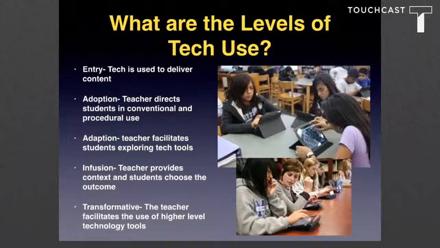So what are the levels of technology use? The first is entry level, and this is where tech is used to deliver content. Second is adoption. The teacher directs students in the conventional use and procedural use. Think things like researching. Third is adaption, and this is where the teacher facilitates students exploring tech tools. Fourth is infusion. The teacher provides the context and students choose the outcome. And last is transformative, and the teacher facilitates the use of higher level technology tools.